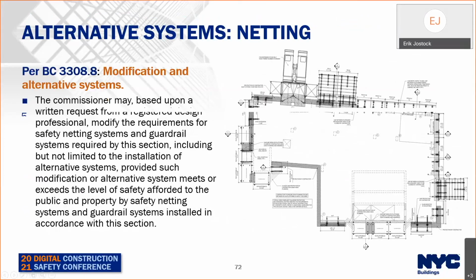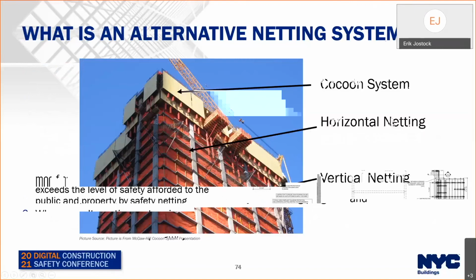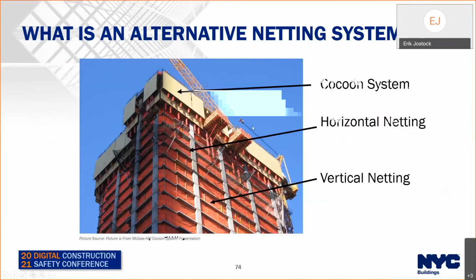So this is an example of a typical cocoon system in plan. This is the code section, modification and alternative systems that allows these types of systems to be used. This is the request content done under the code. We don't really see this as much because these don't have to be submitted as variance requests per the memo. Here's an example of an alternative netting system. Here's the cocoon system at the top. I've got horizontal netting below, and you've got your vertical slab to slab netting below here.